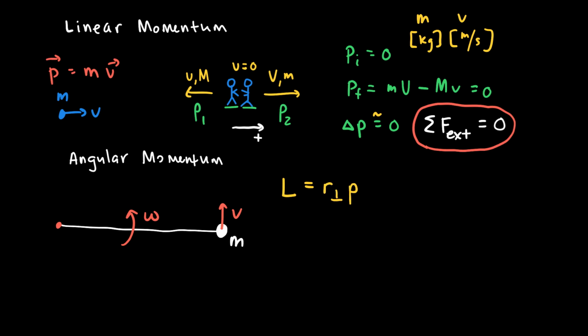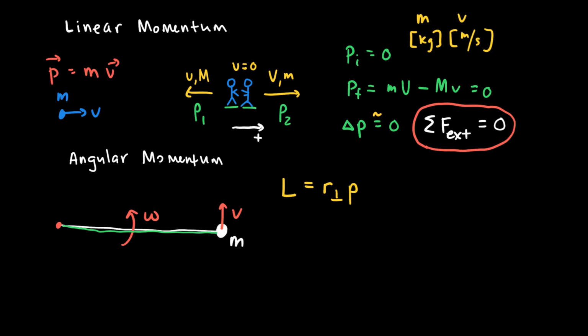times p, where p is the linear momentum of the object, which makes some sense, right? If an object has more linear momentum, it makes sense that it'll have more angular momentum. And then r perp is the same r perp that we dealt with when we were calculating torques. r perp is this perpendicular distance from the axis of rotation to the object, right? So here it goes from the axis of rotation, the left end of that rod, to the right end where the mass is. So r perp times p gives us the angular momentum.